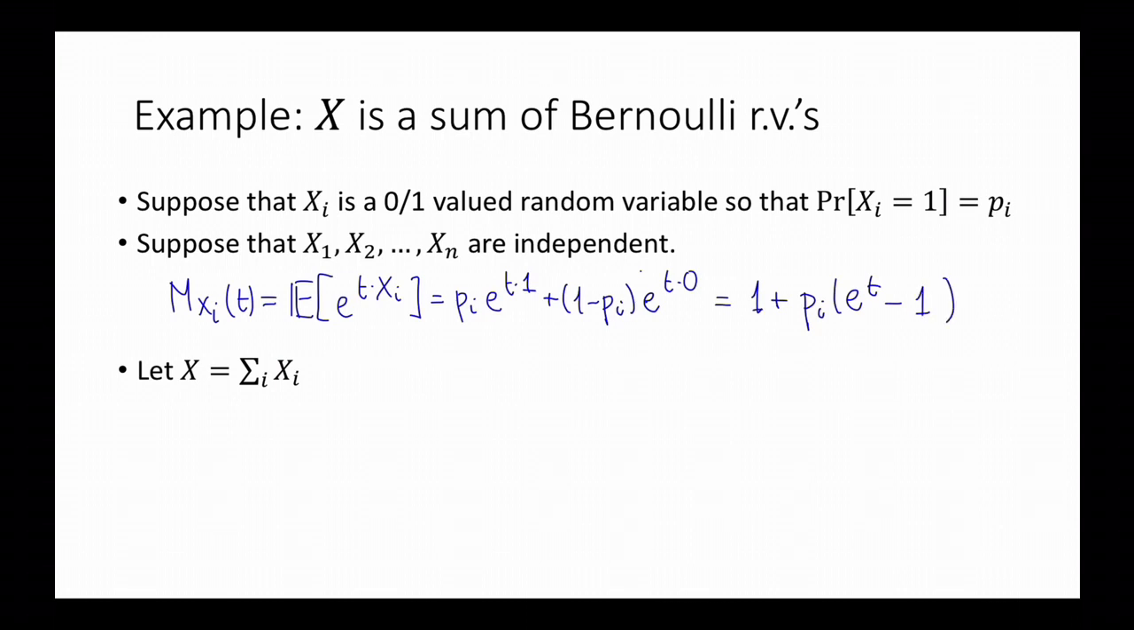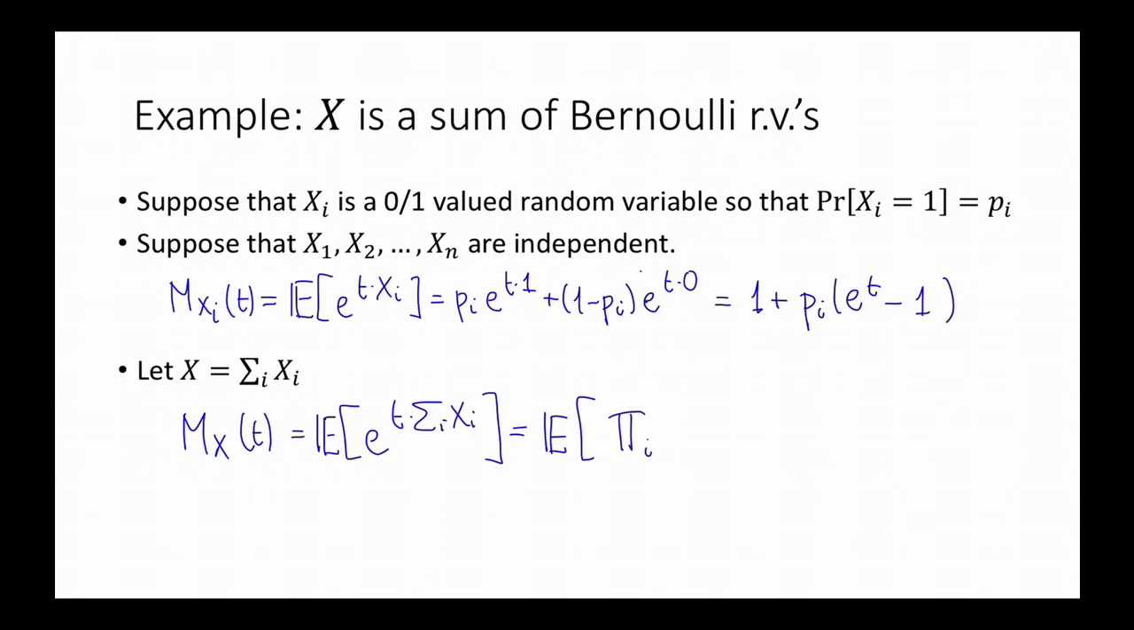Now, suppose that X is the sum of all of the X_i's. Then we can calculate the moment generating function of X as follows. M_X(t) is equal to the expectation of e to the t times the sum over i of X_i. And now we can use the fact that a sum in the exponent turns into a product downstairs to write the expected value of the product over i of e to the t X_i. And now we can use the independence of the X_i to exchange the product and the expectation. So this is just equal to the product over i of the expected value of e to the t X_i.